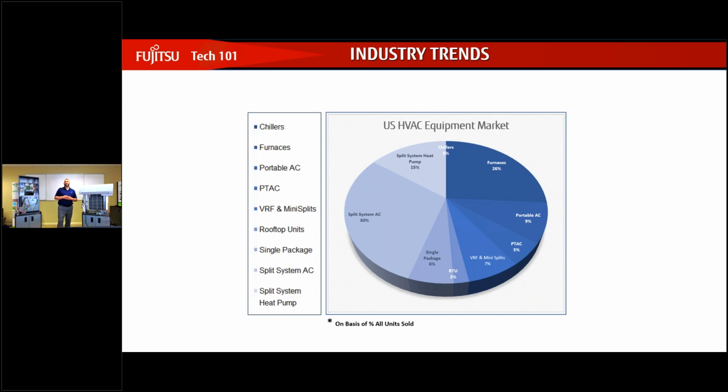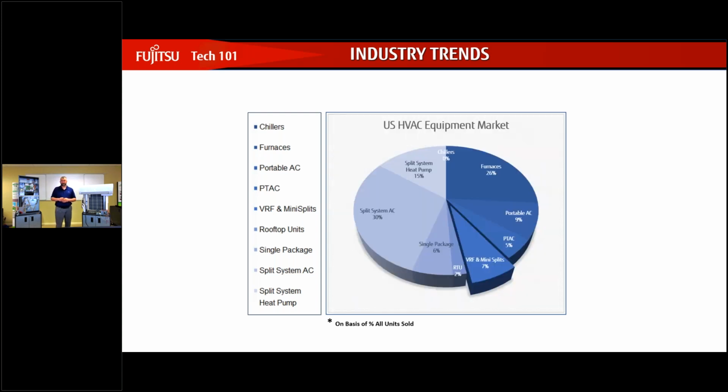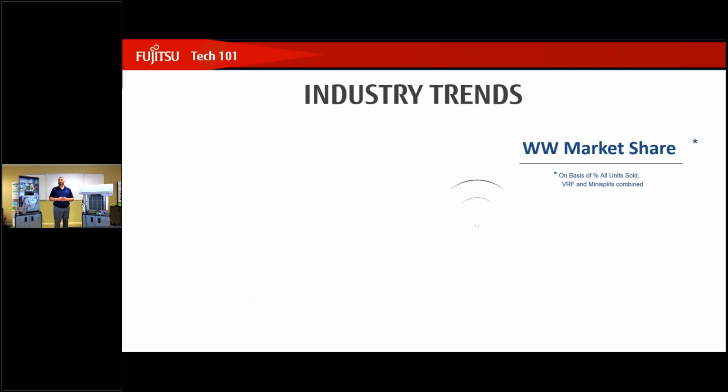All right. Overall market, this is a breakdown of equipment. I believe this was as of 2018. You can see VRF and mini splits down here at the bottom of the screen. We're looking at right around 7%. Split systems AC and split systems heat pumps are 15 and 30% respectively. So standard unitary equipment really is about 45% of the market there. And then we have furnaces, portable AC units, PTACs, and all that other stuff that takes up the rest of the chart. Pull that little slice out, that's us right there. But that's something that has been changing very quickly over the course of the last 5-10 years.